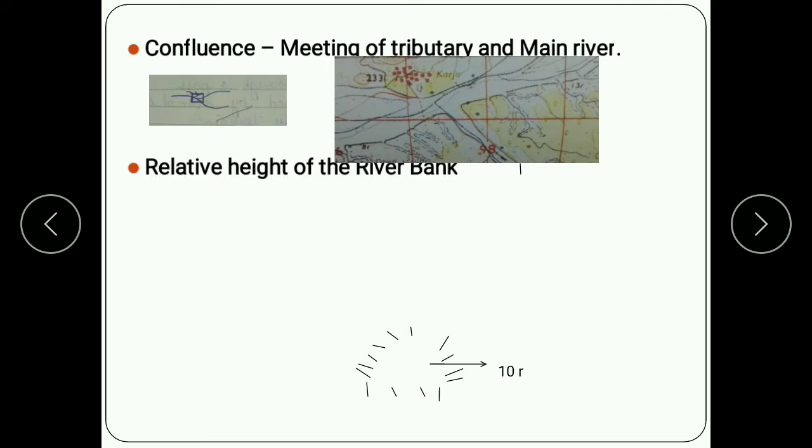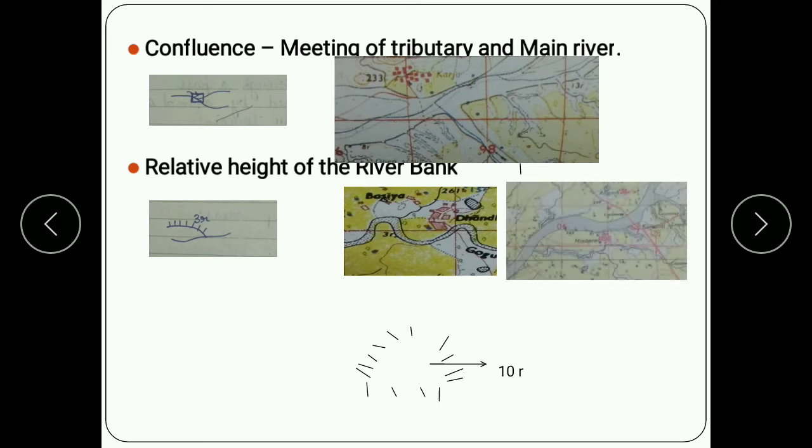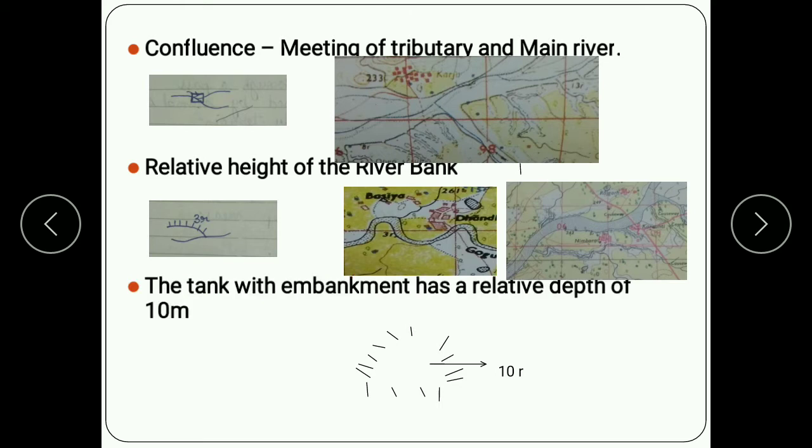Relative heights of the river bank are shown as 3r, 4r, 6r, and so on. This shows the height of the river bank in meters. Suppose 3r is written over here. So that means the relative height of the river bank is 3 meters. Okay. Next, the tank with embankment has a relative depth of 10 meters.